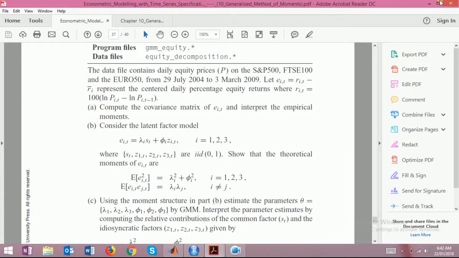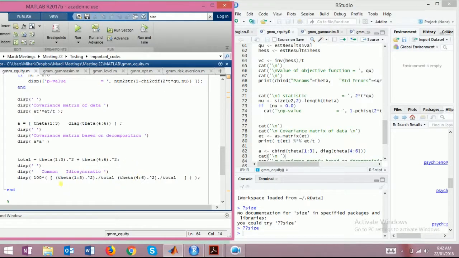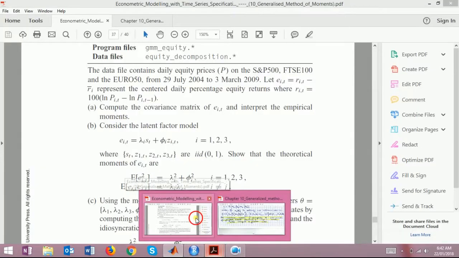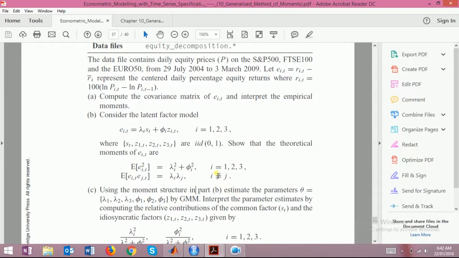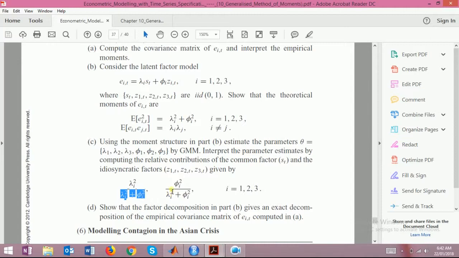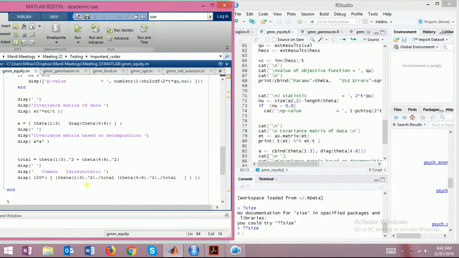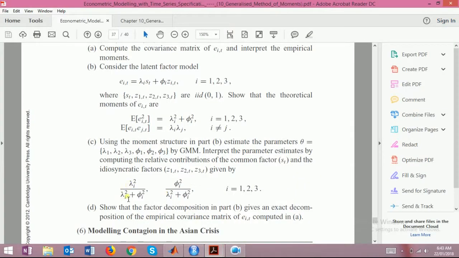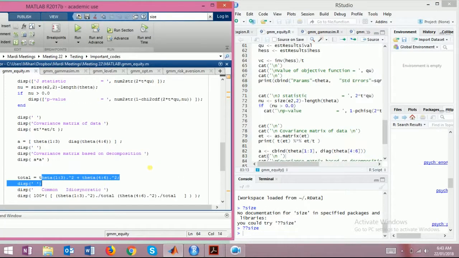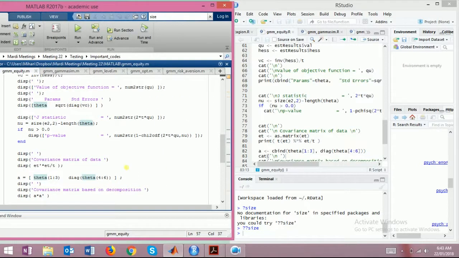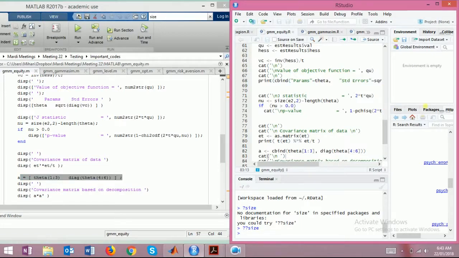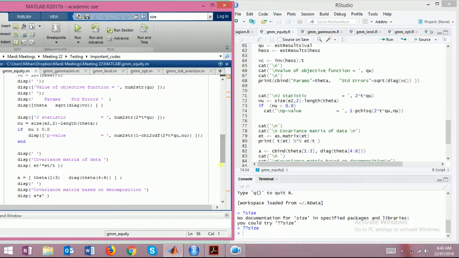Then the theoretical moments of EIT are, and this is the first moment, this is the second moment. So the second moment is they're being squared, i and j, squared divided by sigma squared plus phi squared. So sigma squared, phi squared divided by total, then this is divided by total. That's all, very simple. Total is simply this. Before that we had a covariance matrix based on decomposition, A transpose. We are familiar with this representation, so it is important to remember this representation as well.